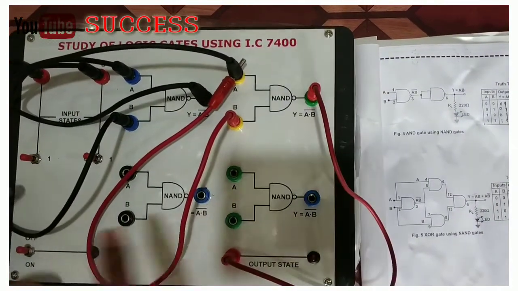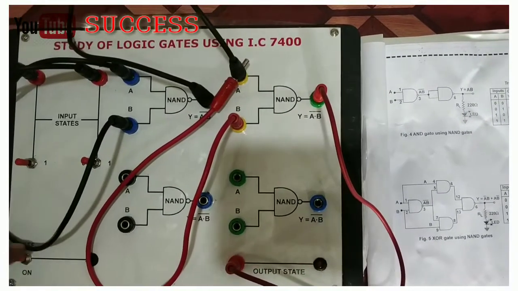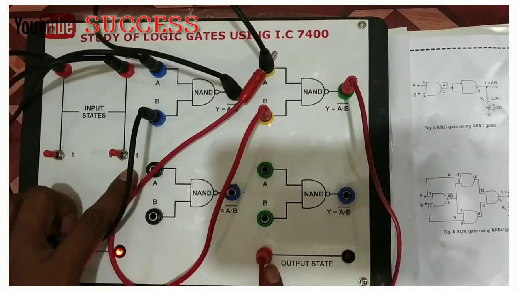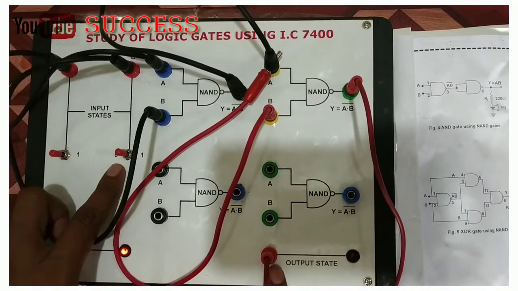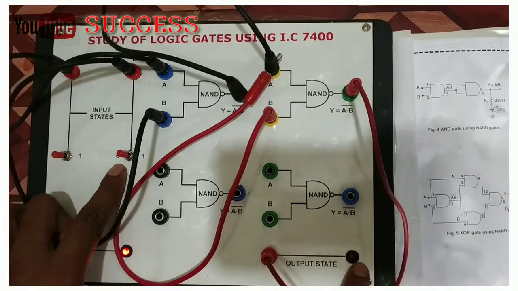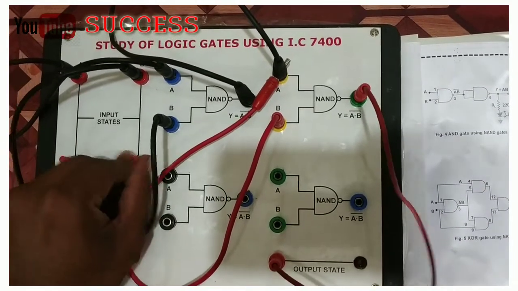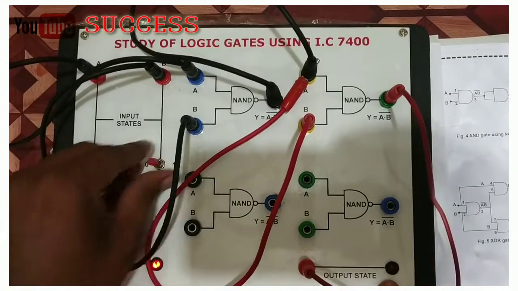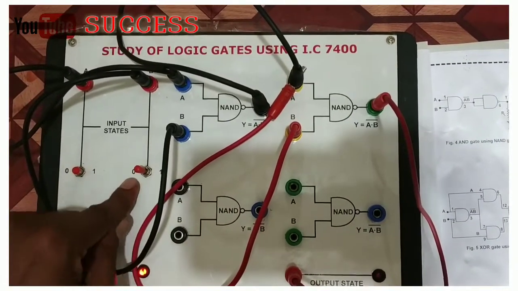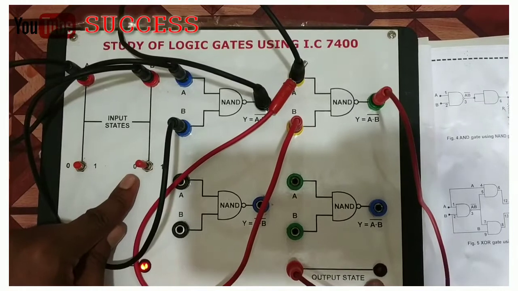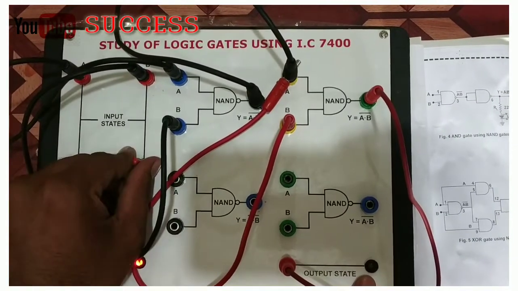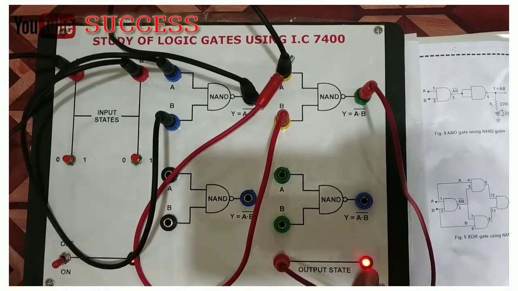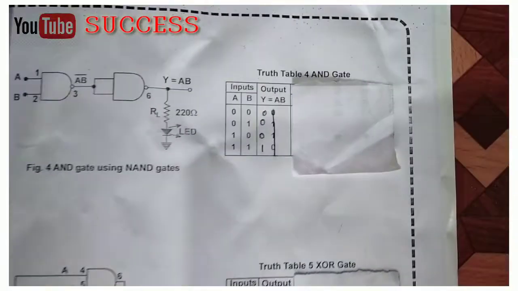Now we have to verify the truth table. Switch this on. If both the inputs are 0, then the output is 0. If the inputs are 0 and 1, the output is also 0. If the input is 1 and 0, the output is also 0. If both the inputs are 1, then only the output is 1. This is the truth table for the AND gate.